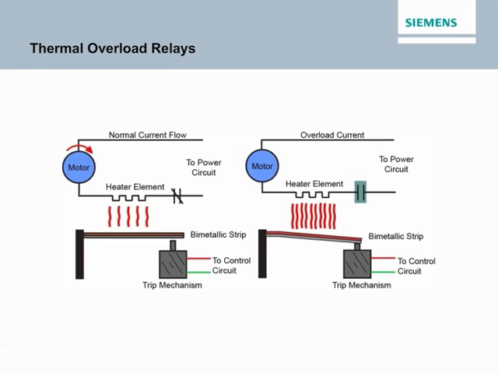If an overload occurs and persists long enough, the bimetallic strip bends until the overload relay is tripped. This causes the overload relay's contacts to open, removing power from the motor. Some thermal overload relays are designed to reset automatically after the bimetallic strip is cooled. Depending on the circuit, the motor may then restart automatically. For some applications, this is desirable, but for most applications, it's not.